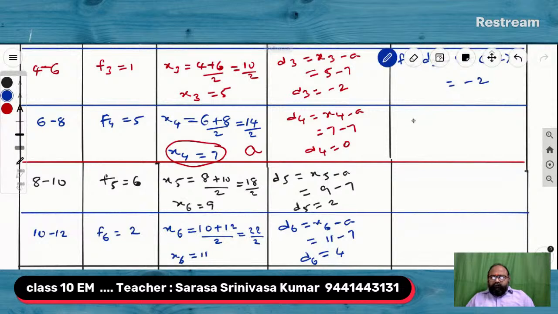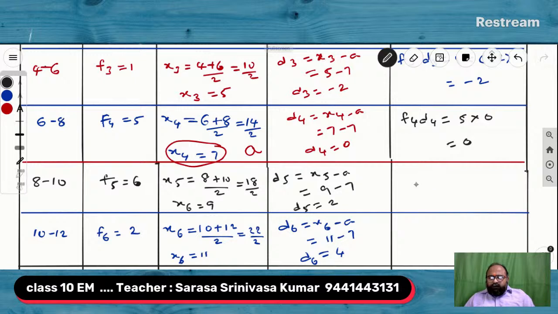Next, F4 D4. This is equal to F4 is 5, D4 is 0. 5 multiplied by 0. This is equal to 0. We get 0.